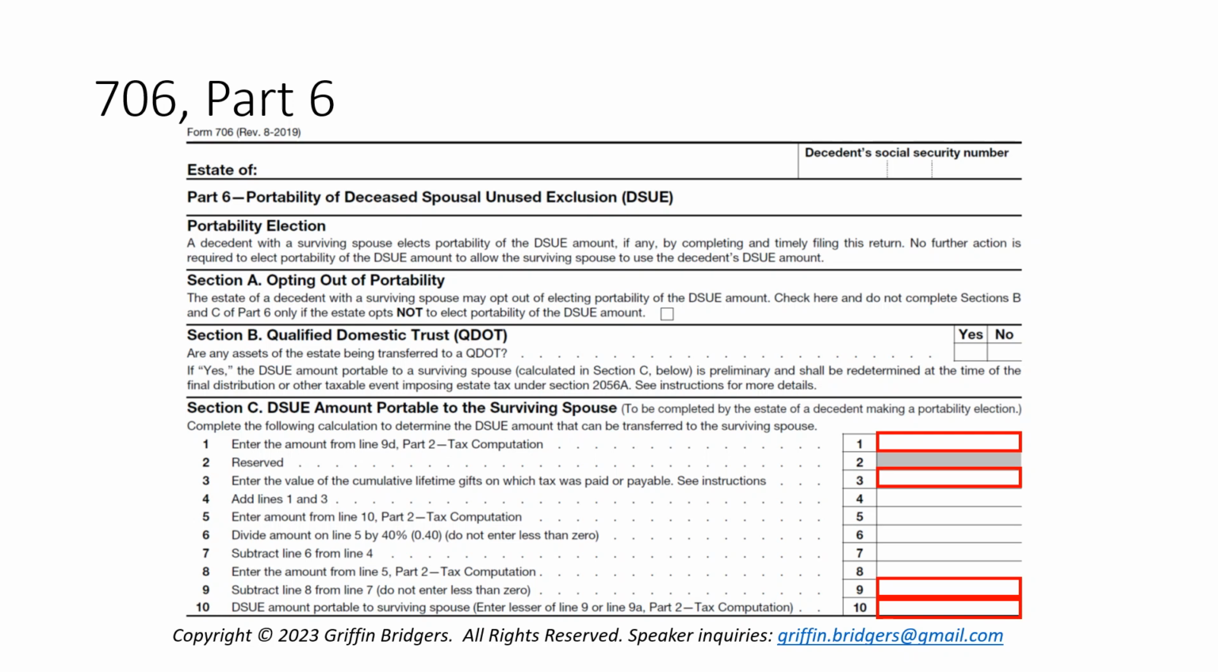Now, we see in parentheses it says enter the lesser of line 9 or line 9A, Part 2. Remember how last time I mentioned that if the deceased spouse, in this case, has DSUE left over, that they could use it for transfers to their own surviving spouse, but they couldn't preserve that DSUE for that surviving spouse. That's really where we see this mechanism play out, because ultimately you can only preserve the lesser of the applicable exclusion minus taxable estate and adjusted taxable gifts, or your basic exclusion amount itself.